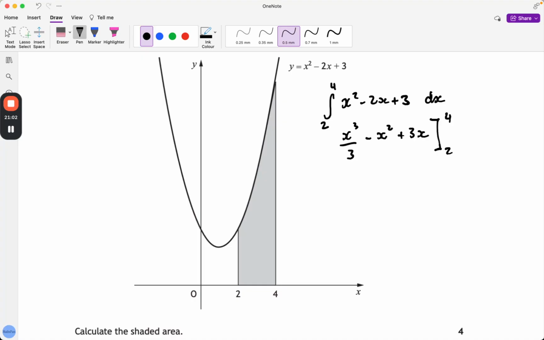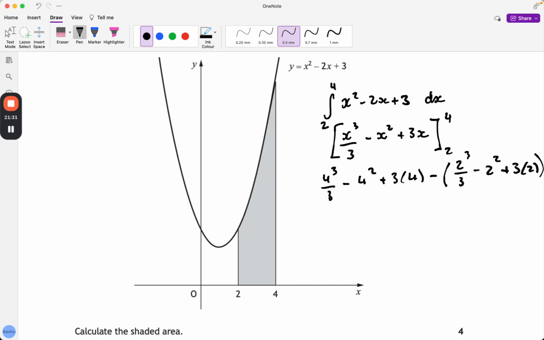So don't forget that we have to pop them in square brackets. And then we want to sub them in now, doing upper minus lower. So what we're going to have is our 4 cubed over 3 minus 4 squared plus 3 times 4. And then we subtract it all with 2 subbed in. So you want big brackets here. So we're going to have 2 cubed over 3 minus 2 squared plus 3 times 2. Grand. Okay, so for this you want to be using your calculator.